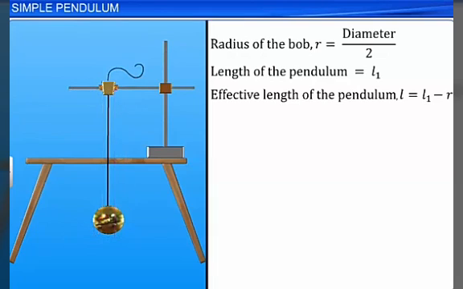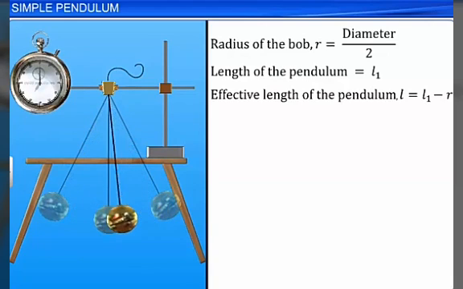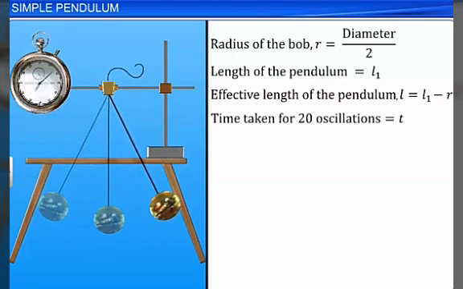Pull the bob of the pendulum to one side such that it makes an angle of about 5 to 10 degrees with the vertical, and then release it. Start the stopwatch when the bob of the pendulum is at one of the extreme positions. Count 20 oscillations and stop the stopwatch. Note down the time taken for 20 oscillations. Let this be T.